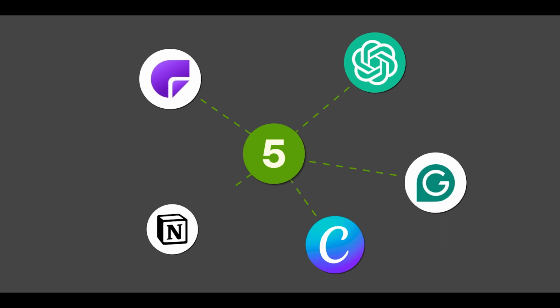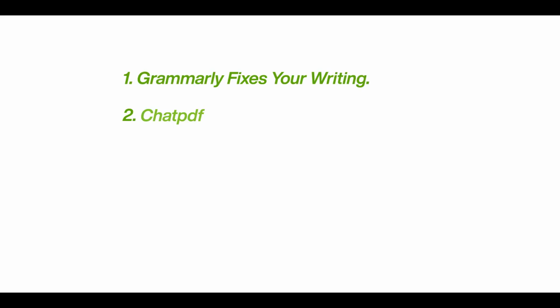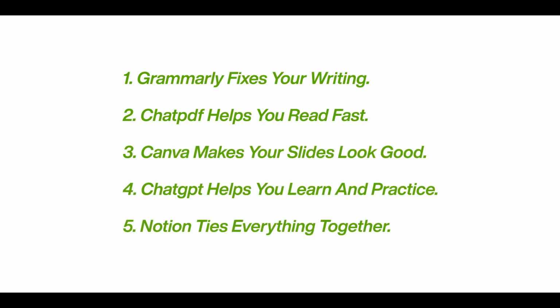So yeah, these were the top 5 best AI apps in today's time for students that are free and really worth using. Let me summarize it. Grammarly fixes your writing, ChatPDF helps you read fast, Canva makes your slides look good, ChatGPT helps you learn and practice, Notion ties everything together. And you don't need all of them. You just need 1 or 2 or 3 of them that align with your work and make it smoother.